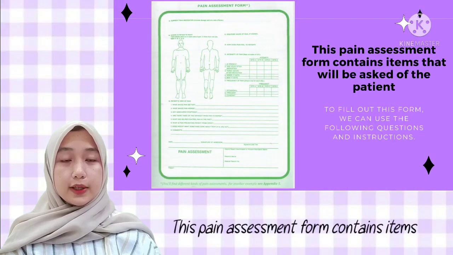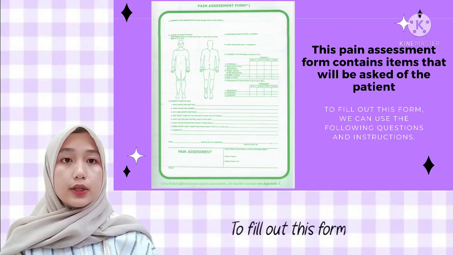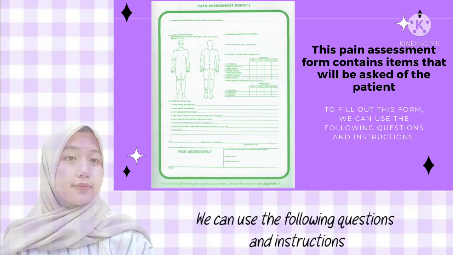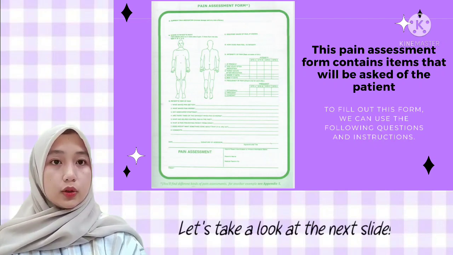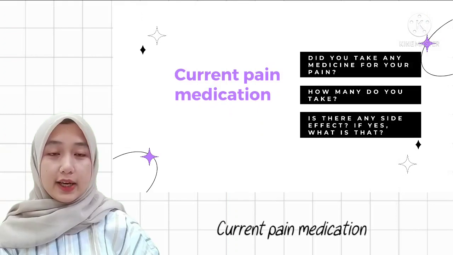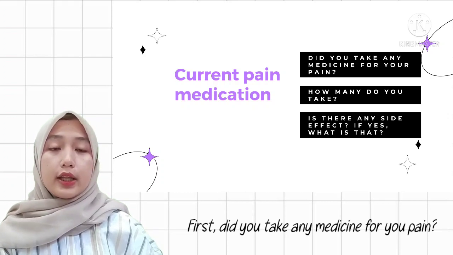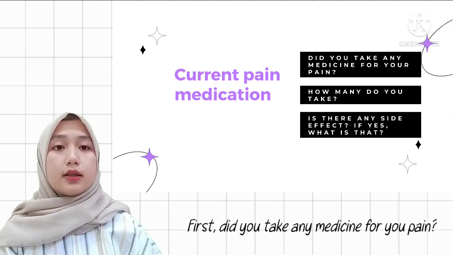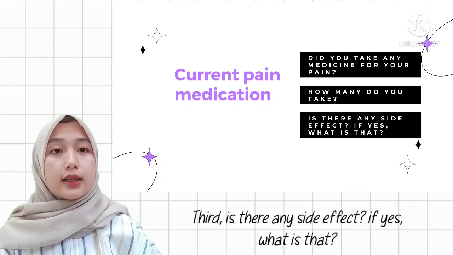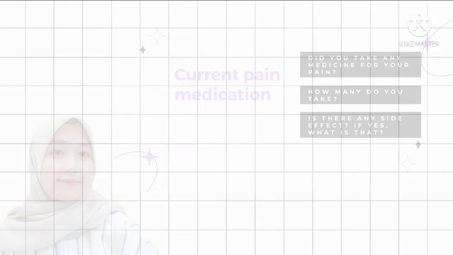This pain assessment form contains items that will be asked of the patient. To fill out this form, we can use the following questions and instructions. Let's take a look at the next slide. Current pain medication. What to ask? First, did you take any medication for your pain? Second, how many do you take? Third, is there any side effect? If yes, what is that?